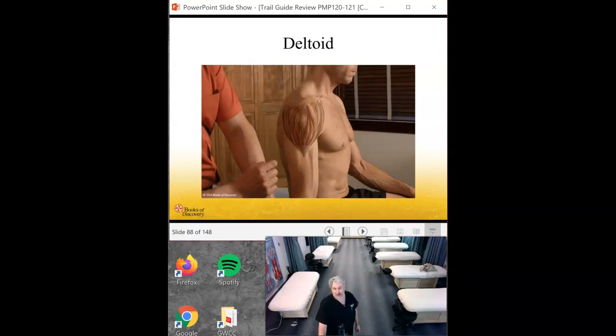Is levator scapula underneath the SCM, the sternocleidomastoid? No, sir, because look at me. This is my SCM. My levator scapula is back here. It's got to levate my scapula. It's back here. Right? Okay, cool. Thank you.